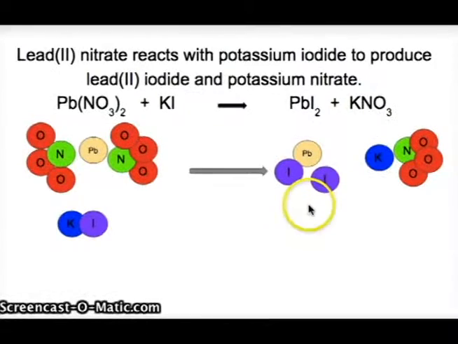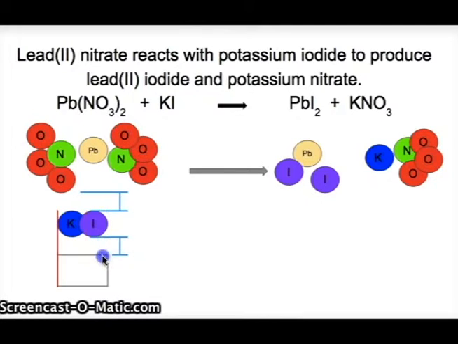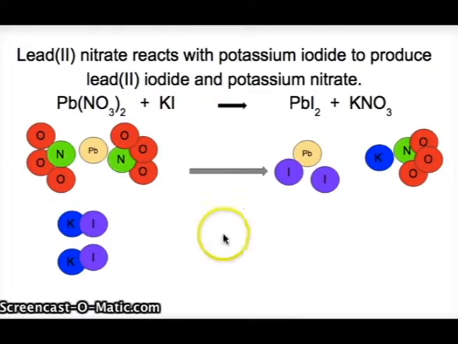So we need to figure a way to get this to balance. If we ended up with two iodines, then we must have started with two iodines. So therefore, what we would need to do is bring out another potassium iodide molecule to react to form the two iodines with this lead on the right side.